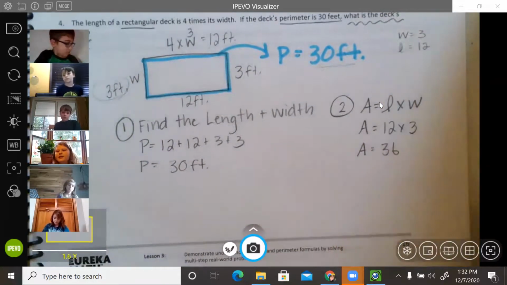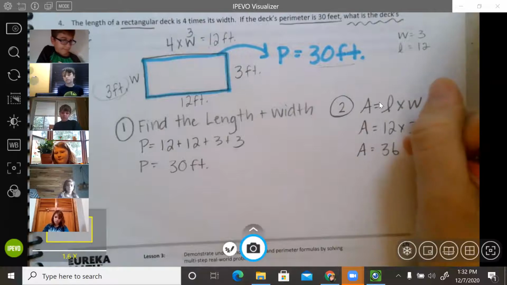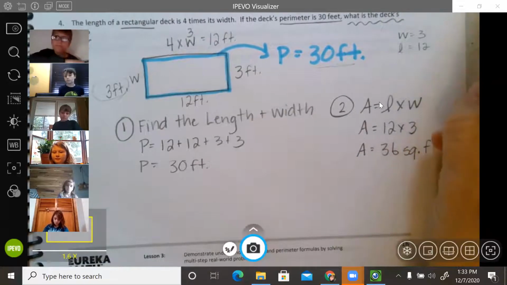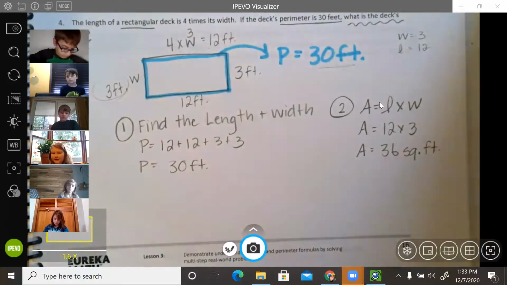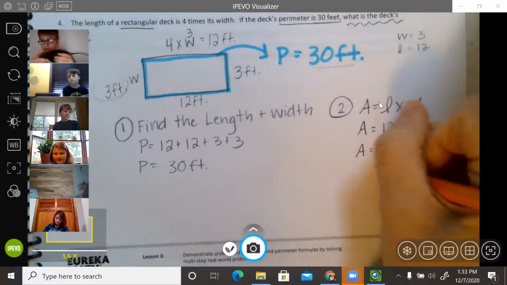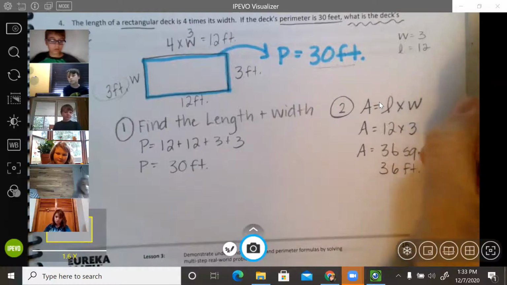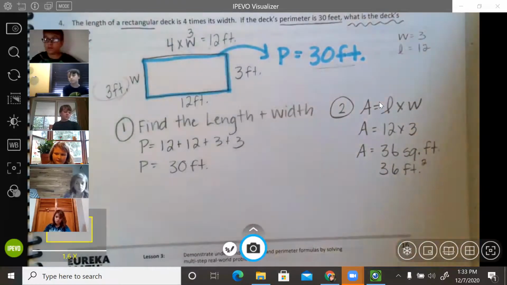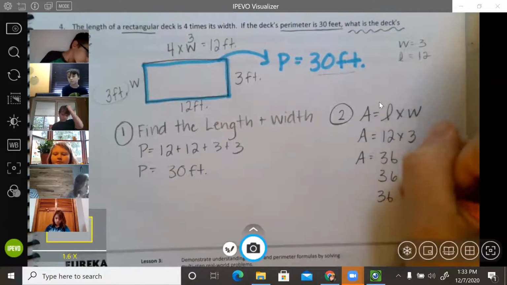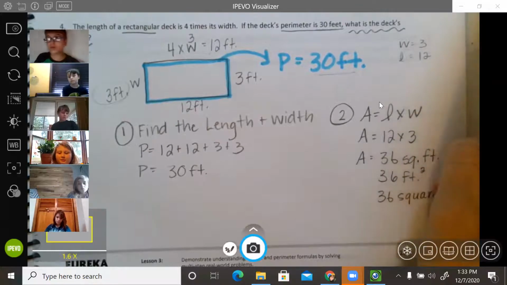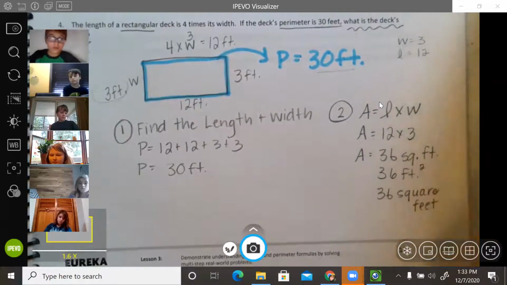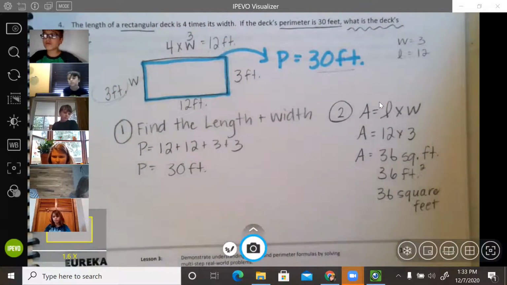So 36 SQFT. Do you know what SQFT means? Yes, square feet. Very good. And boys and girls, you could also write it like this, FT with the little 2 above it. You can also write 36 square feet or feet squared. All of those are okay.